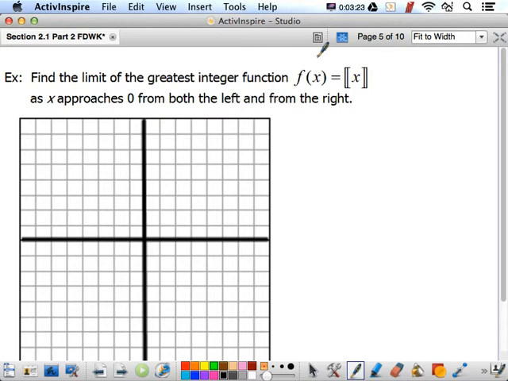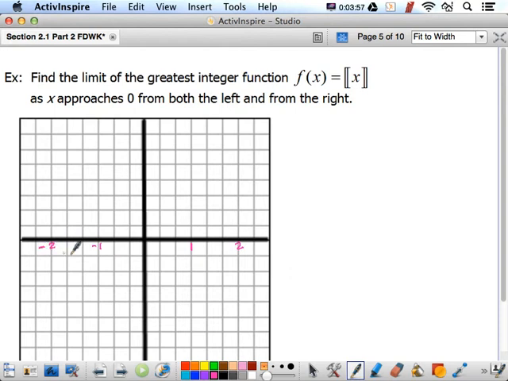So basically here, we want to find the limit of the greatest integer function as x approaches 0 from both the left and from the right. So we're interested in the 0 part there. I'll go ahead and help you graph this. I wish that it were a little bit bigger. Do you guys mind if I let every 3 boxes be 1? So this is 1, this is 2, because we don't need a lot. This is negative 1, this is negative 2.